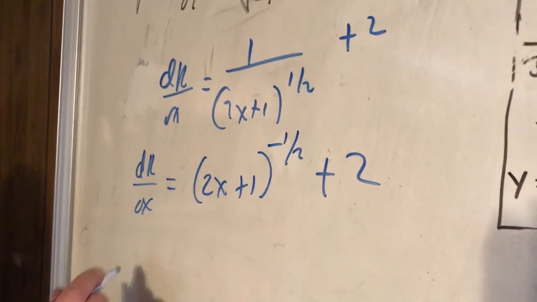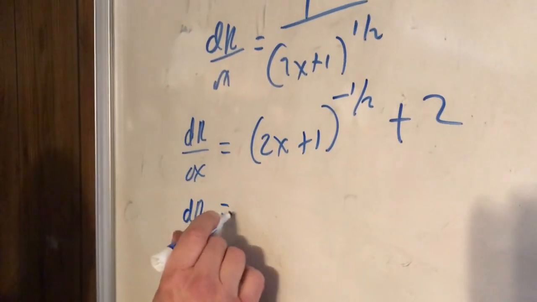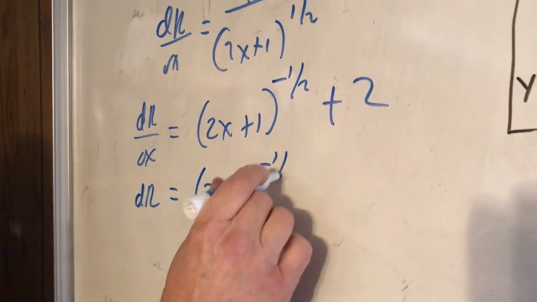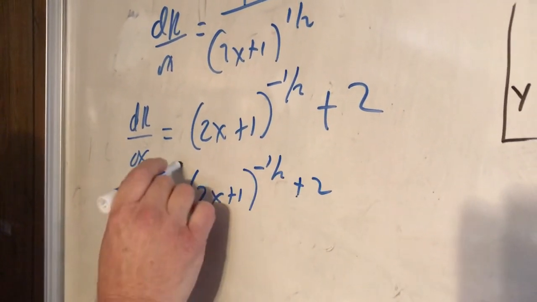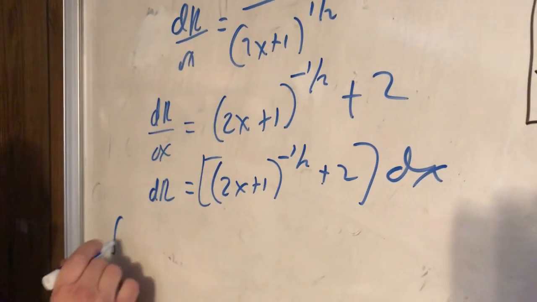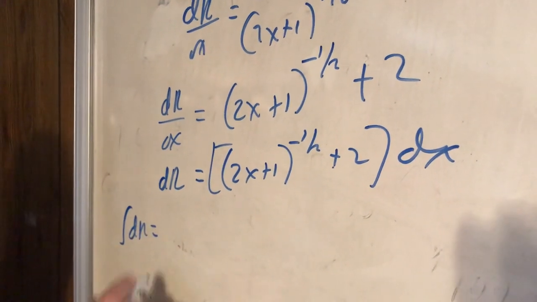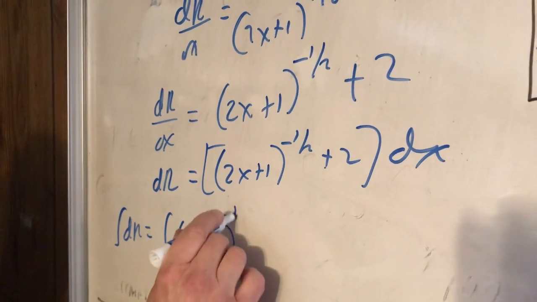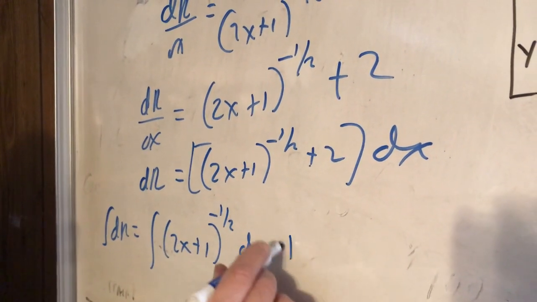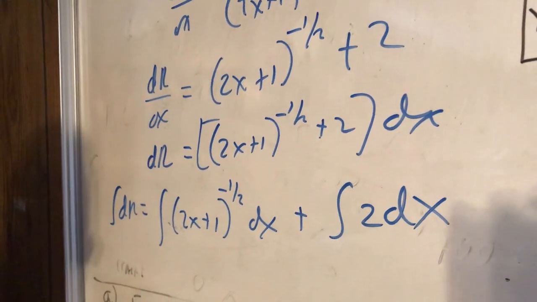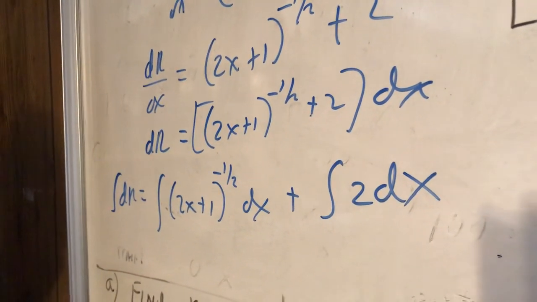All right, multiply both sides by dx. So you have (2x plus 1) to the minus 1/2, plus 2, times dx. And we'll do it all at once. dr equals, distribute: the integral of (2x plus 1) to the minus 1/2 dx plus the integral of 2 dx. Now this is a simple power integration.